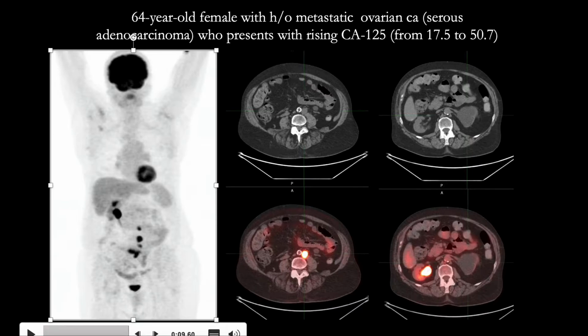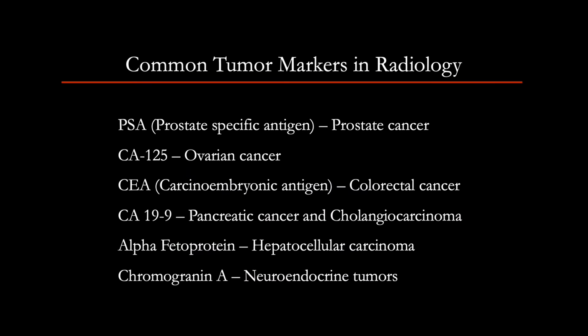The point of this case was actually tumor markers. So let's review some common tumor markers in radiology. Prostate-specific antigen for prostate cancer, CA-125, like we saw in this case for ovarian cancer. CEA, which is carcinoembryonic antigen for colorectal cancer. CA-19-9 for pancreatic cancer and cholangiocarcinoma. Alpha-fetoprotein for hepatocellular carcinoma. And chromogranin A for neuroendocrine tumors.